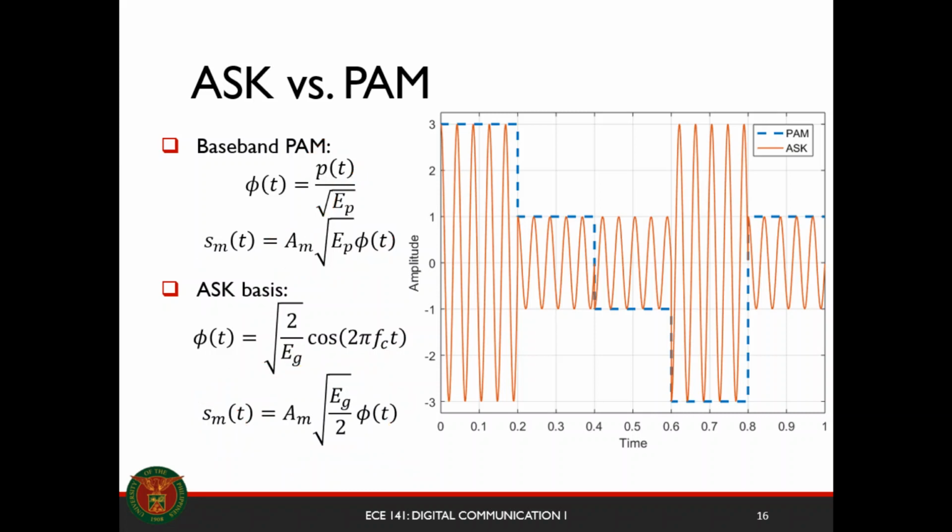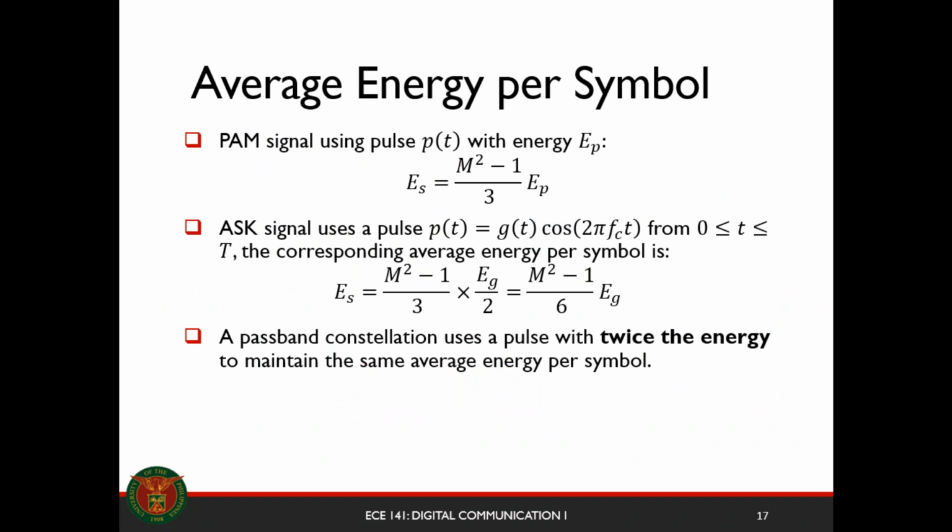So now we're interested in the average energy per symbol. Your PAM symbol uses your pulse p(t) with energy E_p. So again, this is the average energy per symbol.